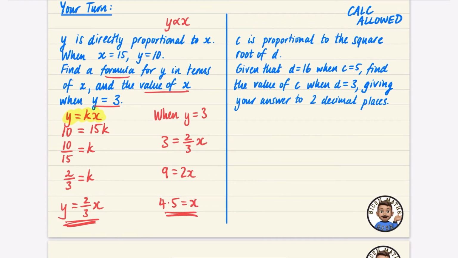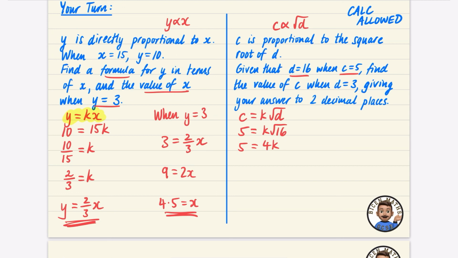Okay, the second one, it says c is proportional to the square root of d. So this is going to be that c is equal to k, the square root of d. Given that d equals 16 when c equals 5, find the value of c when d equals 3. Okay, so first thing I'm going to do is find out what k is equal to. So it says that c is equal to 5 and that d is equal to 16. So the square root of 16 is 4. So I can either write k times 4, or I could write 4k.